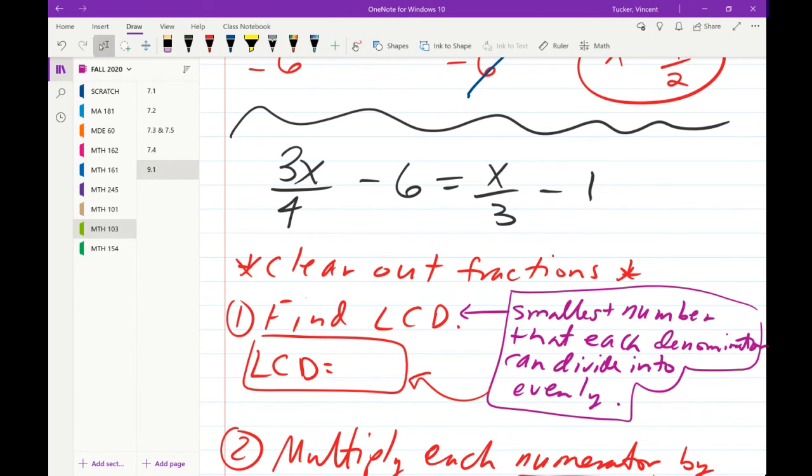First thing we want to do is find the LCD. And your LCD is the smallest number that each denominator can divide into evenly. So we're talking about the 4 and the 3. So we want the smallest that 4 and 3 can divide into, not what can divide into them, but what they can divide into, and that would be 12. We're looking for the smallest number that each denominator can divide into.